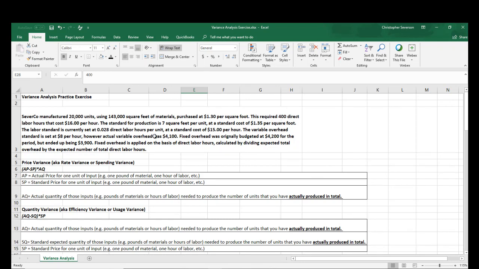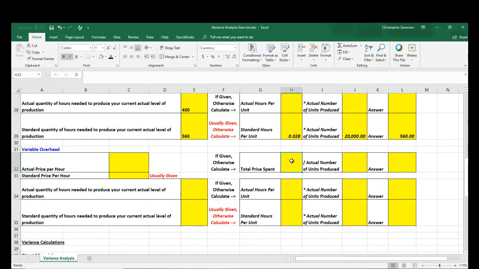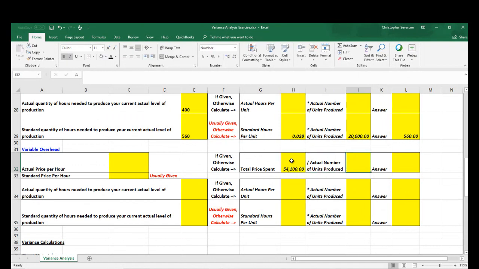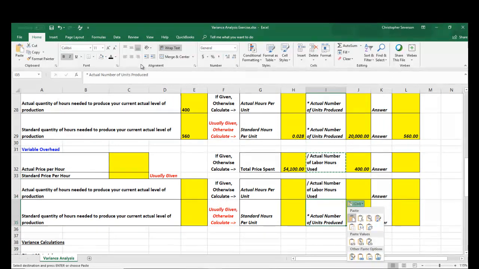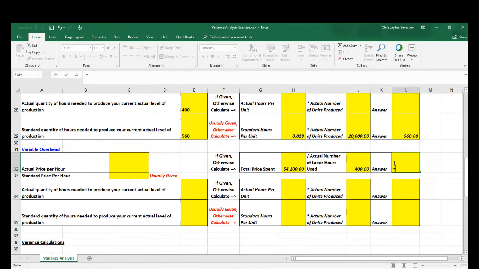So if we spent $4,100 when we had 400 labor hours, this is actually actual number of hours, labor hours. Let me change that. Actual number of labor hours used, because that's how our variable overhead is being allocated. It's just this one that needs changed. So 4,100 divided by 400 is 10.25. That's what we actually spent per hour for labor overhead.